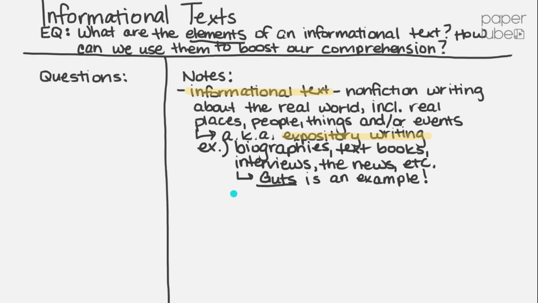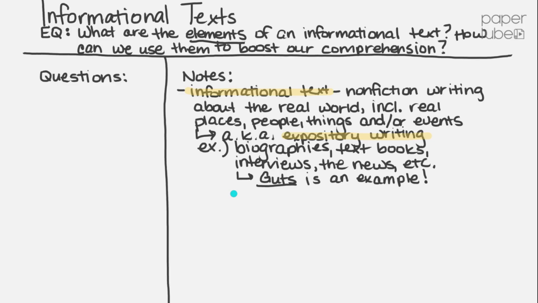Some examples of the types of genres that we find in informational text are biographies, where we're reading about somebody else's life, a real person's life, textbooks, like what you might use in your science or social studies classes, interviews with real people, and the news is a source of informational text, etc.